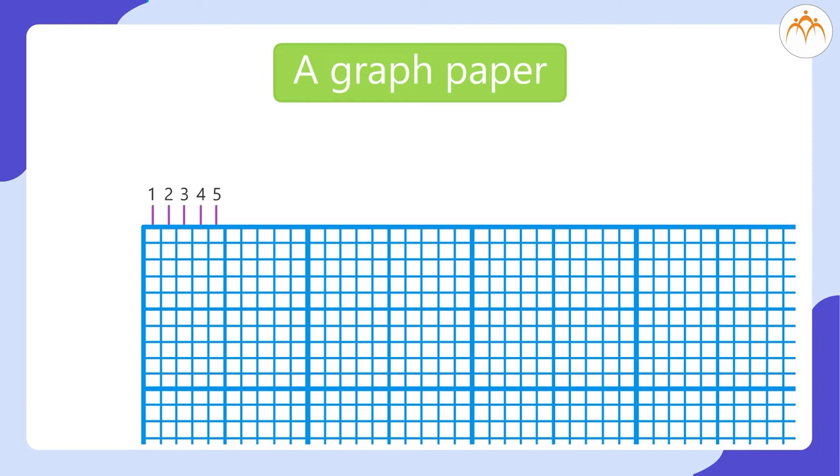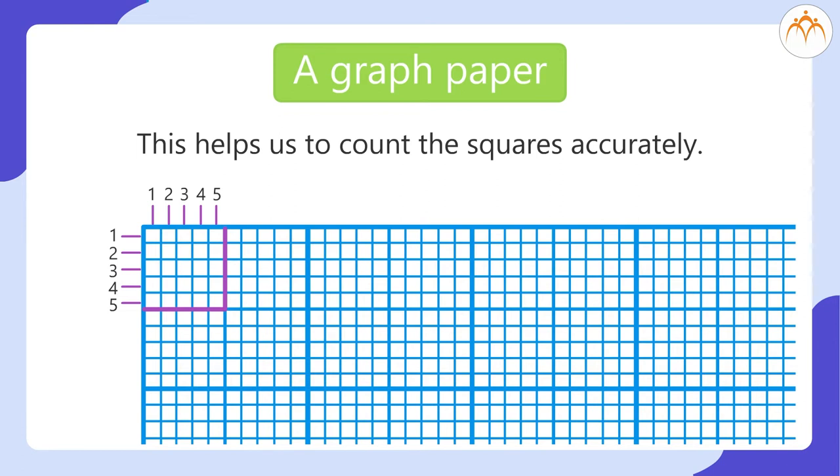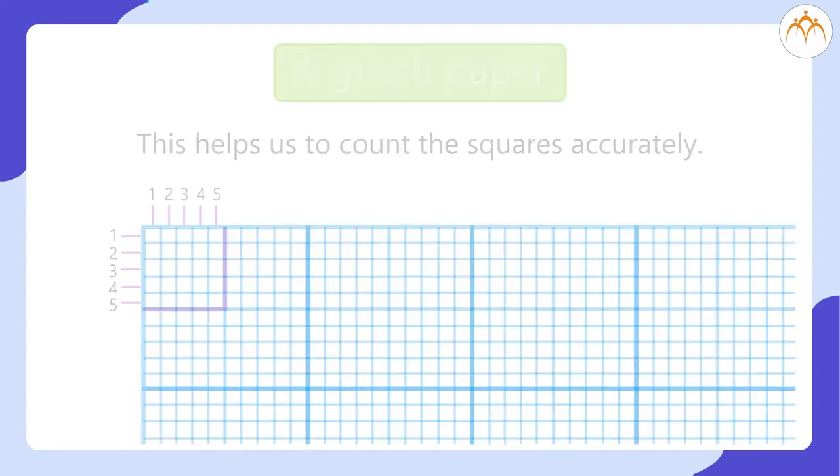After every 5 horizontal and 5 vertical squares, there is a darker line. This helps us to count the squares accurately. Let us learn to calculate the area of a rectangle.